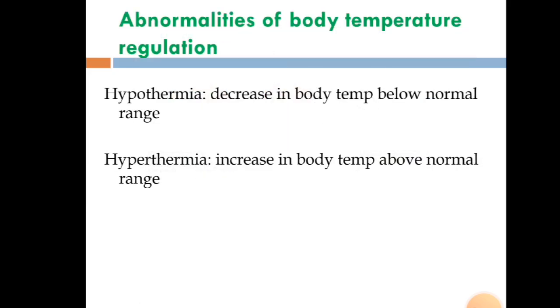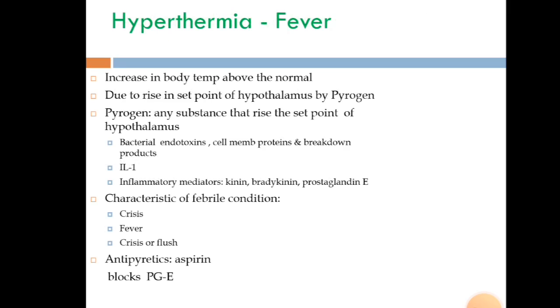Next, what are the abnormalities? Hypothermia means a decrease in body temperature below the normal range, and hyperthermia is an increase in body temperature above the normal range. Fever means there is an increase in temperature above normal. It can be due to a rise in set point by pyrogens. Pyrogens are any substances which raise the set point of the hypothalamus, like bacteria, interleukin 1, or any inflammatory mediators.